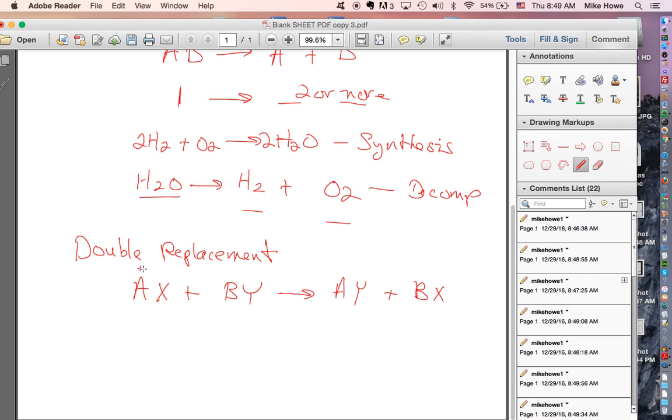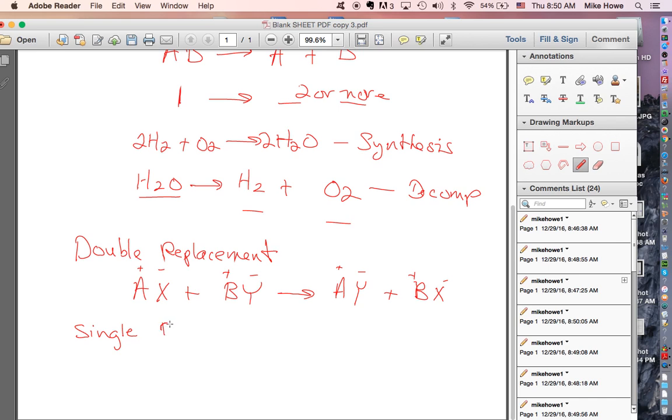Now, since this is positive and negative and positive and negative, over on this side, positive, negative, positive, negative, you would not put two positives together, so AB would not go together, and you also wouldn't put two negatives together, so XY would not be able to go together. Okay, it's called double replacement because the A replaced the B, and the B replaced the A. All right, and I'll give you an example of that in a minute.